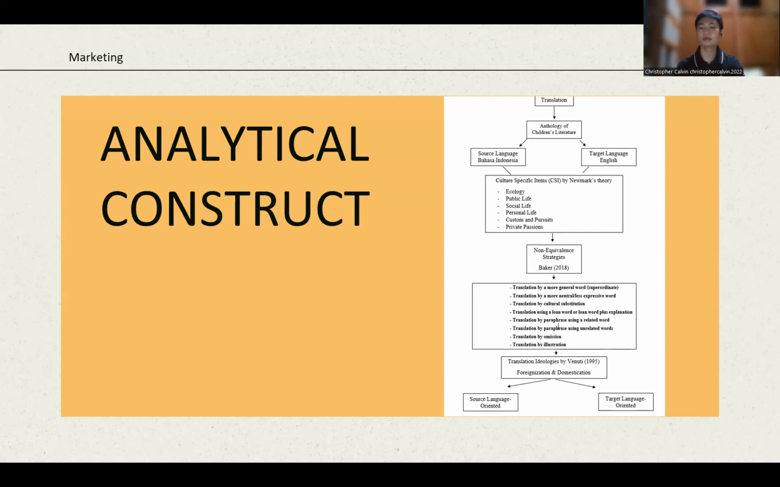The second step of analysis is the non-equivalent strategies by Mona Baker in 2018. For example, the strategies are cultural substitution, omission, illustration, paraphrase using unrelated or related words, neutral or less expressive words, and translation by a more general word or superordinate. Finally, I will determine the result of the analysis of the translation based on Venuti's proposed theory of foreignization or domestication, whether the translation itself is source language oriented or target language oriented.